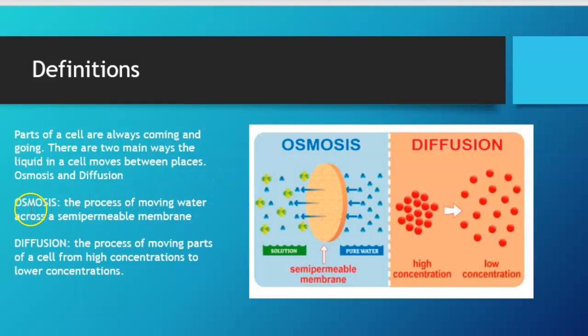In osmosis, the process is moving water across a semi-permeable membrane. You can see here that there's like a little wall, where the particles move from one side to the other, passing through this semi-permeable membrane. In diffusion, on the other hand, we don't need that wall. It just goes from higher concentration to lower concentration. You'll see that it transfers particles from one side to the other without having to pass through a wall.